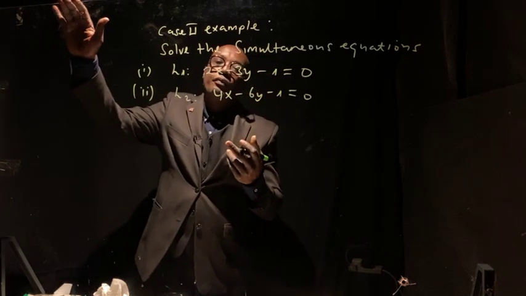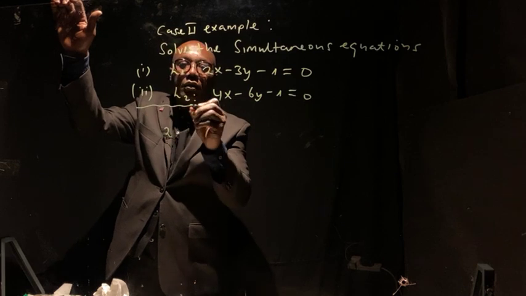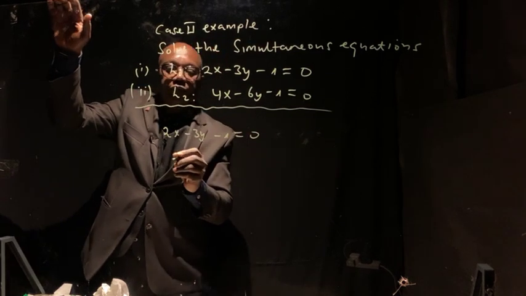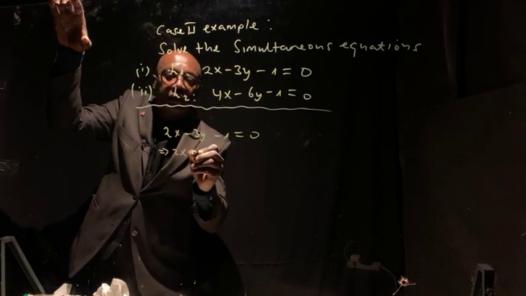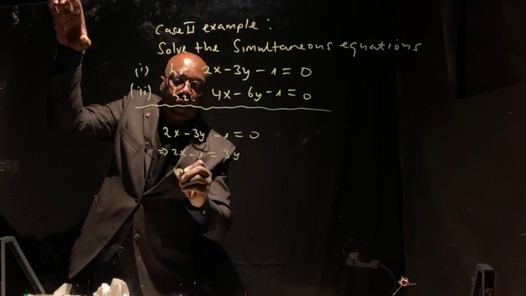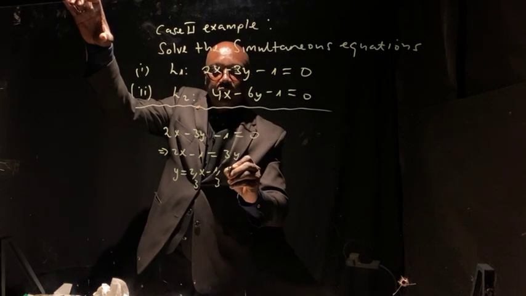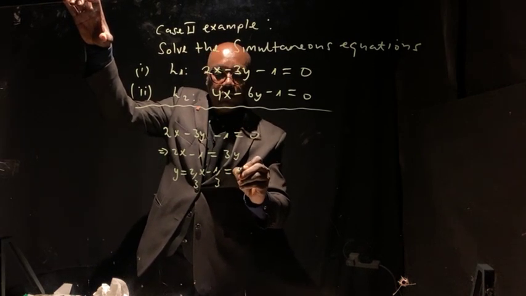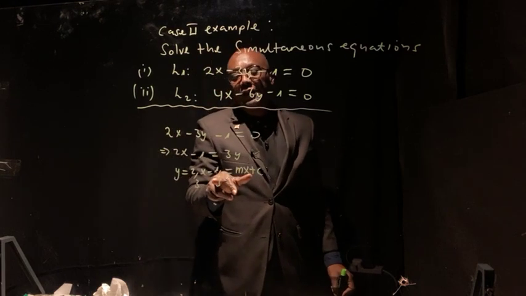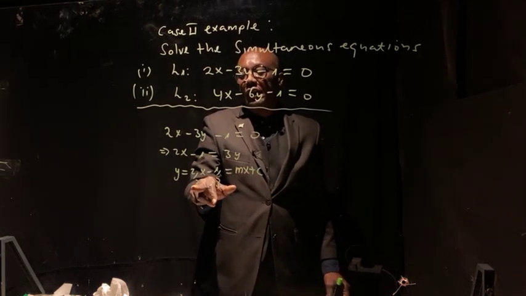Let us pick the first equation. The first equation is 2x minus 3y minus 1 equals 0, which is the same as 2x minus 1 equals 3y, which is the same as y equals 2 over 3 x minus 1 over 3, which is an equation of a line in the form mx plus c, where the 1/3 is the c, the y-axis intercept, and m is the gradient of the line.